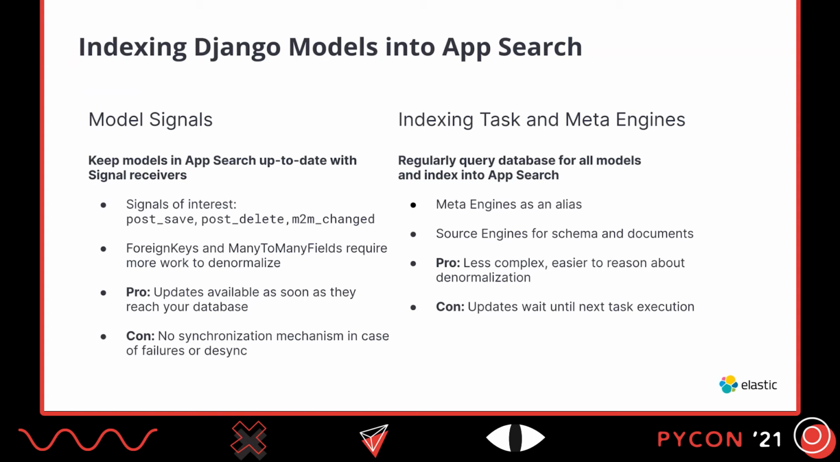The second way is to regularly query your database for all models and update AppSearch using meta engines. Create a new engine every time the task is run, and then fill it with all the documents you expect to be in AppSearch, and then switch the meta engine alias to the newly created engine. This is a lot easier to reason about as you don't have to worry about individual operations failing. However, it means that your primary database and AppSearch will be out of sync between executions of the task. We'll talk about this approach more after talking generally how to transform a Django model into an AppSearch document.